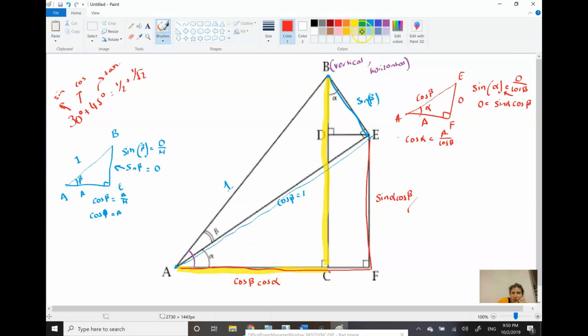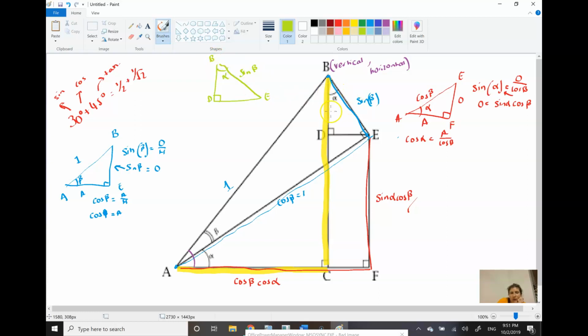The next triangle we're going to look at is this little one up in that top corner. It's going to be our BDE triangle here, and the right angle there is at D. We know that B to E is sine beta. And we also have a top angle of alpha.